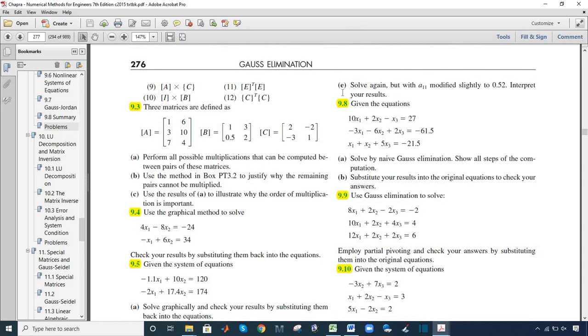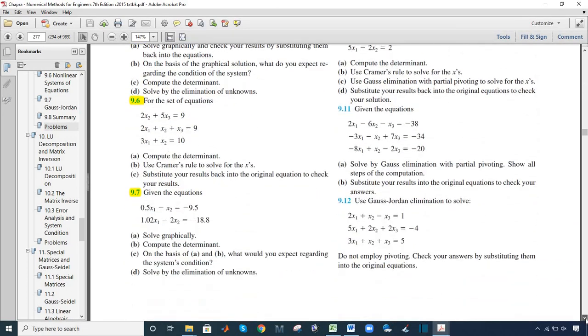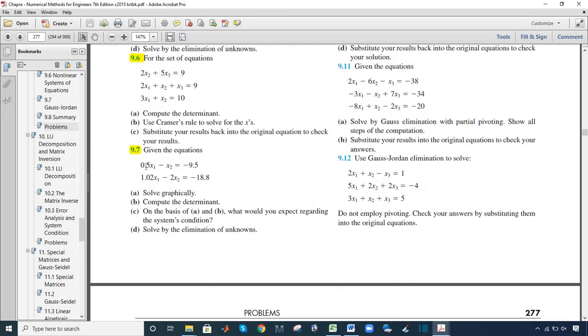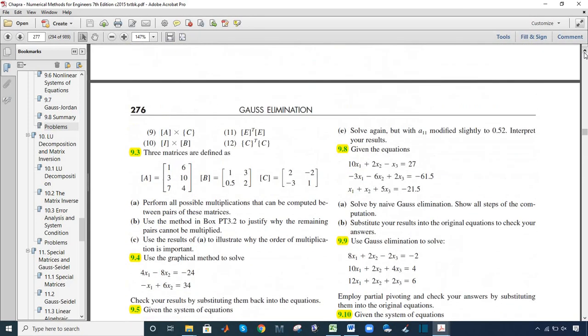The last part of 9.7. Solve again but with a11 modified slightly to 0.52. You have to replace this value, this one. You have to replace 0.5 with 0.52. You will observe that when you solve the previous part, you will get the values of x1 equal to 10 and x2 equal to 14.5.